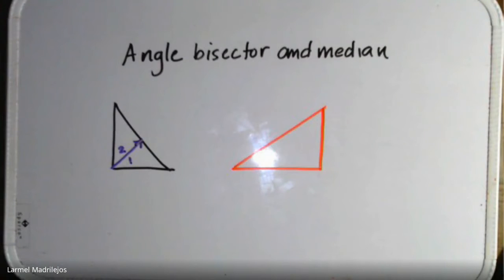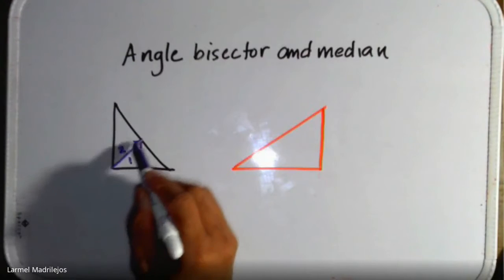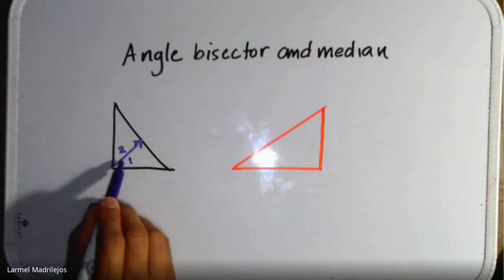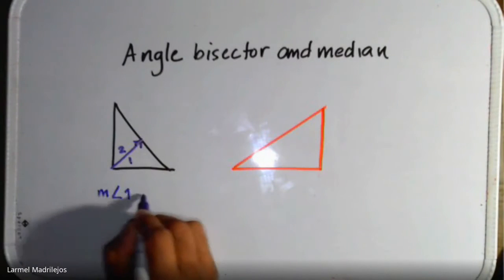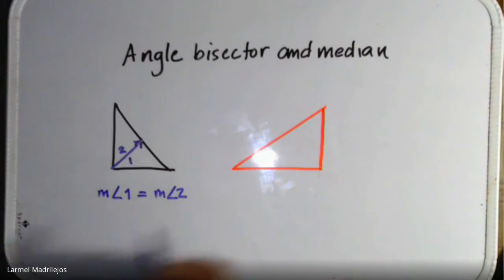Hello. Angle bisector and median. So what does it mean? We have triangles here. It means our triangle is bisected in the middle, which divides it into two triangles. Those angles mean the measure of angle 1 is the same, equal, or congruent with the measure of angle 2.